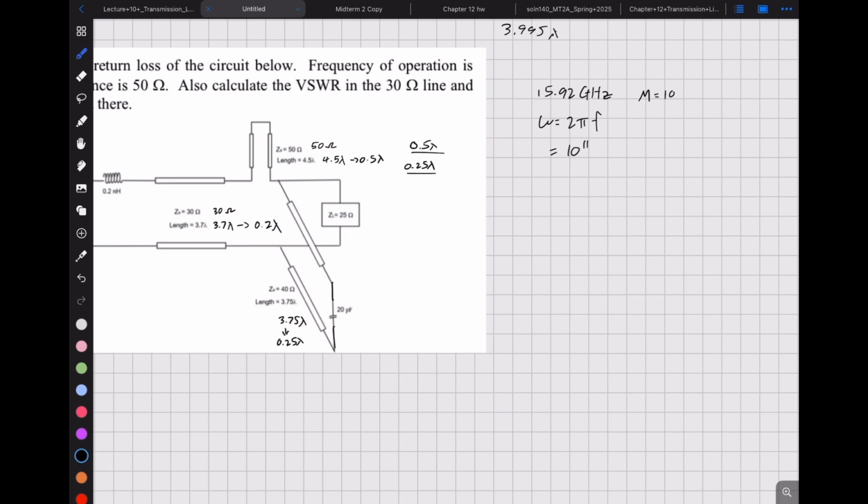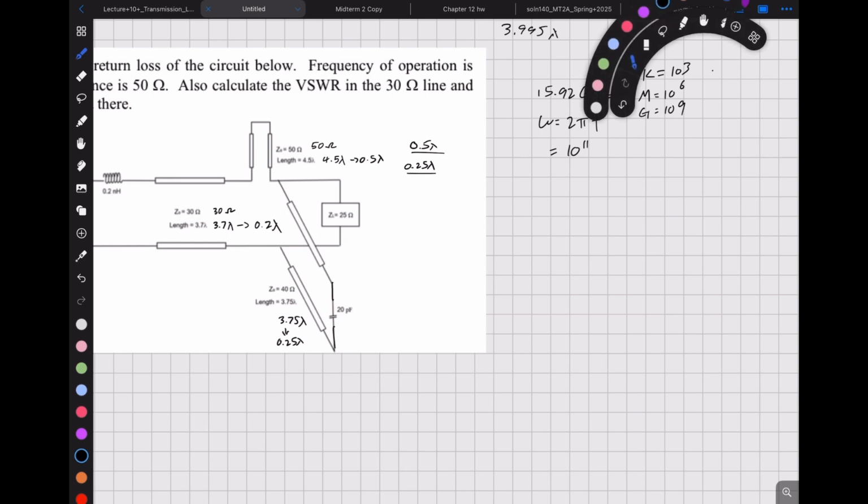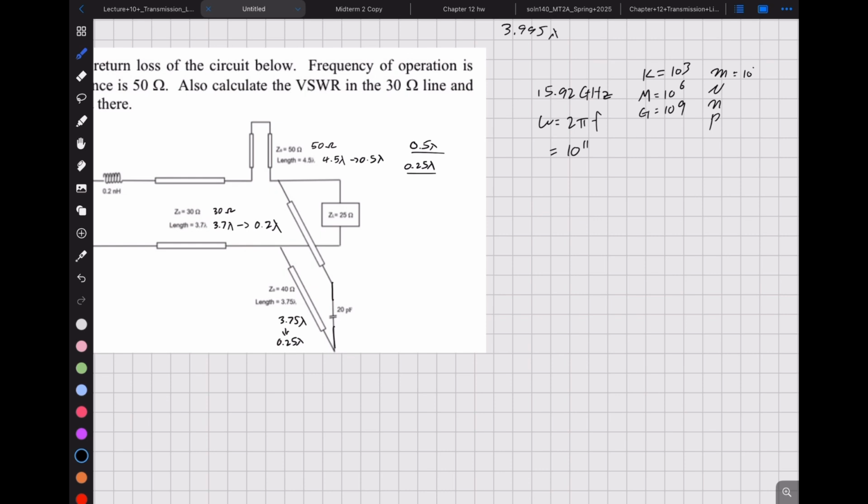M equals mega, 10 to the 6. Sorry, I forgot, we have to start with kilo first. 10 to the 3, and then giga, 10 to the 9. There's also other ones like M, U, N, P. That's how I like to remember it. MUNP: milli, micro, nano, and pico. Yes, you gotta remember these.